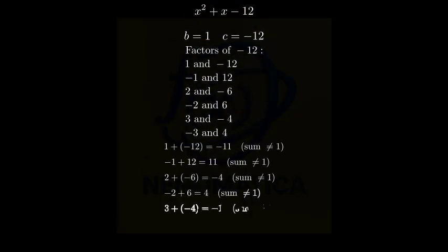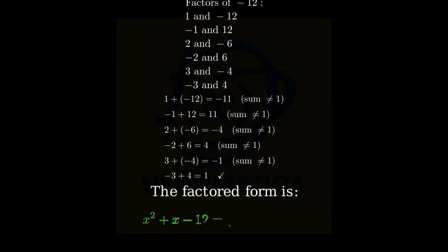Checking each pair. 1 plus negative 12 equals negative 11. That's not 1. Negative 1 plus 12 equals 11. That's not 1 either. 2 plus negative 6 equals negative 4. Not 1. Negative 2 plus 6 equals 4. Not 1. 3 plus negative 4 equals negative 1. Not 1. Negative 3 plus 4 equals 1. That's it. So, the factored form is x minus 3 times x plus 4.